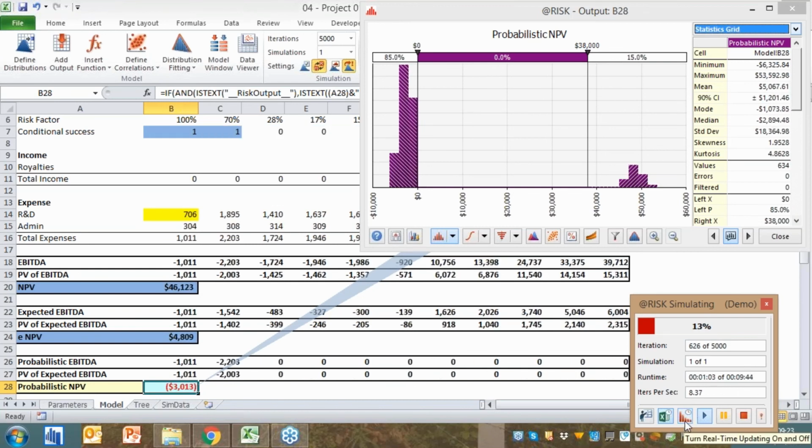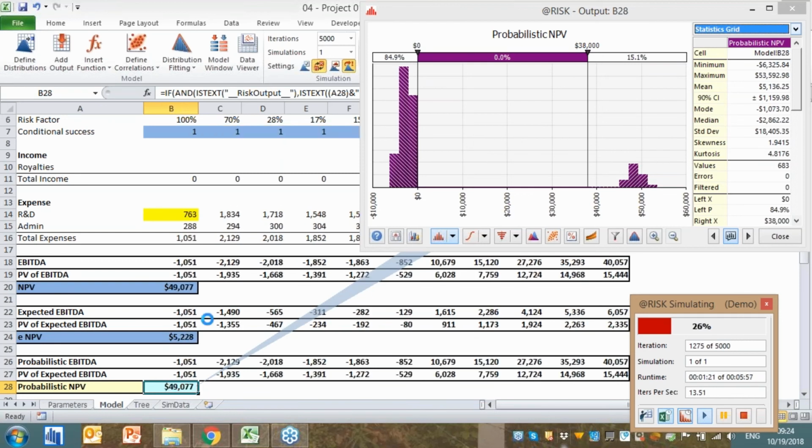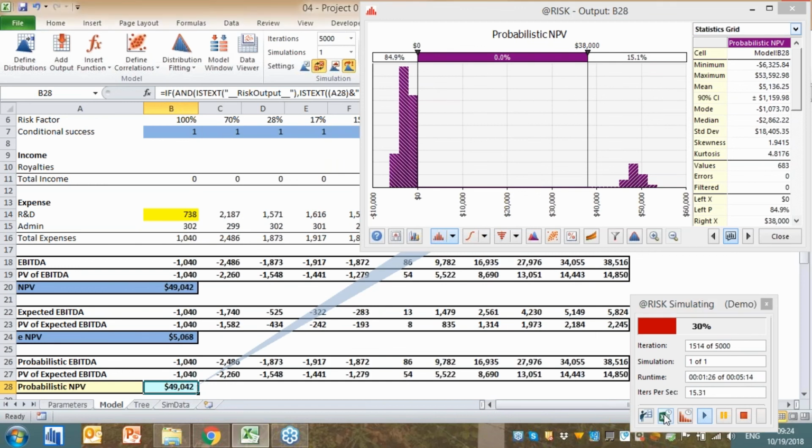I can always speed the process up by turning off my updating chart feature. So now you can see that this is running a tad faster, and that is because I'm not updating here dynamically my probabilistic NPV chart. I can also turn off my updating Excel feature by clicking in this button. So as you can see here, the simulation is running much faster.